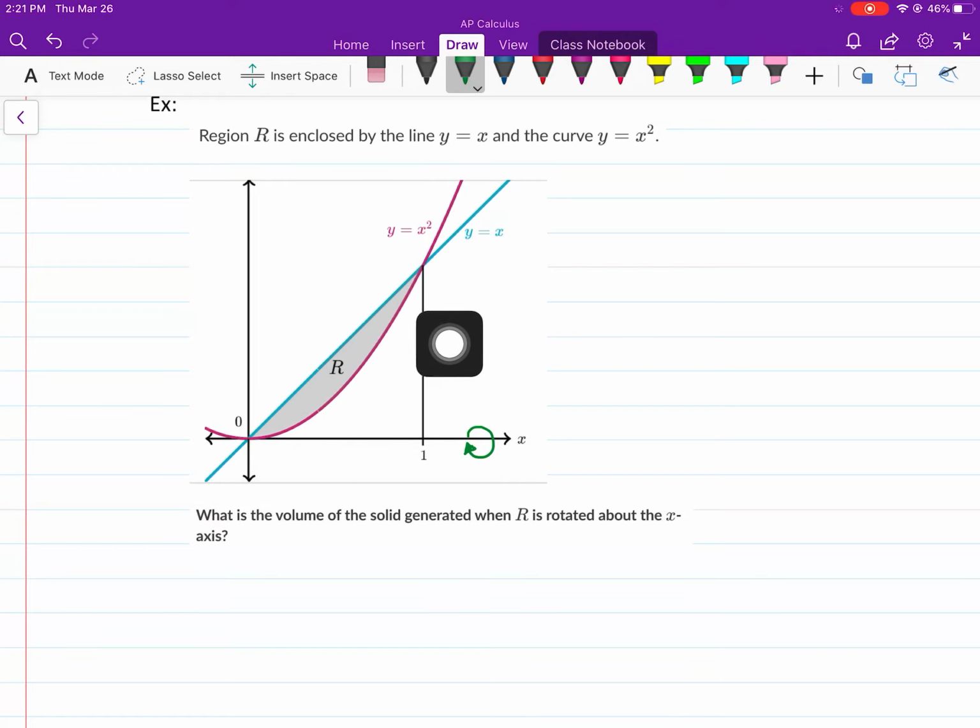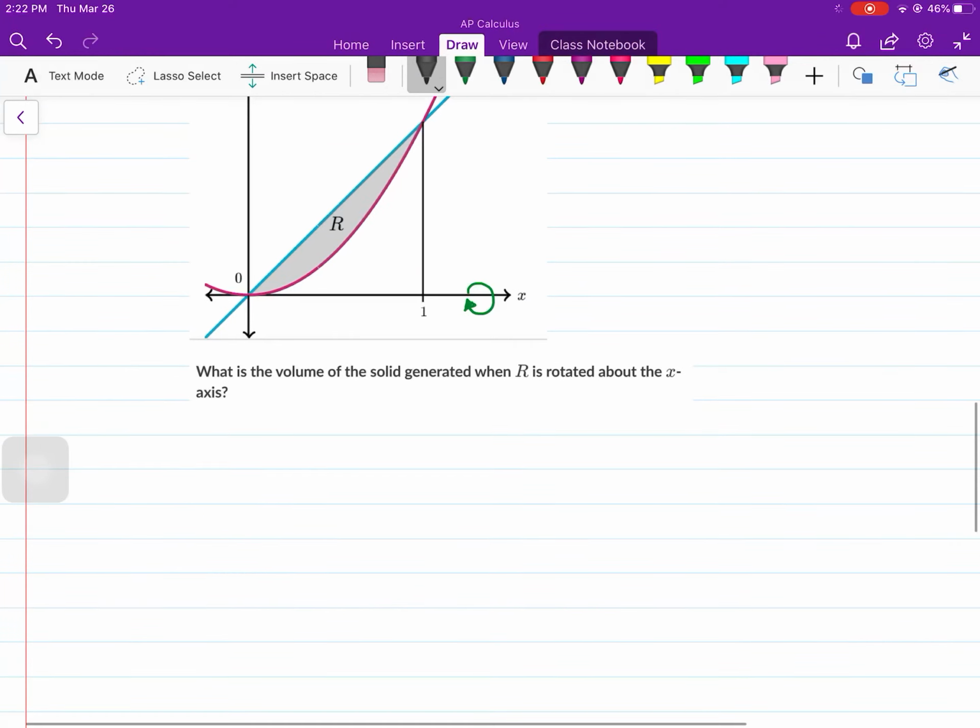If you're going around the y-axis, the outer would be the pink graph here, y equals x squared, and the inner would be the blue graph because the blue one's closer to the y-axis, this one's further. But we're going around the x-axis, so what's further from the x-axis would be the blue graph. So that would be our outer radius. So the blue one would be our outer, and the pink one here would be our inner radius.